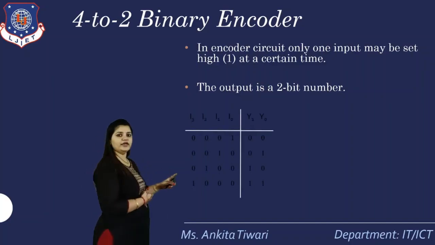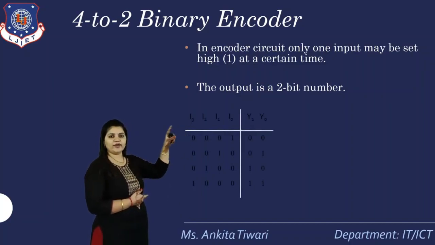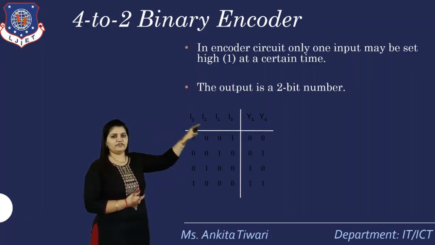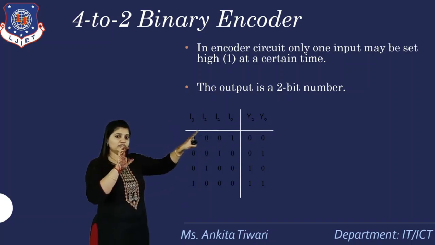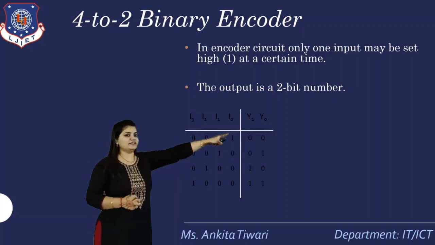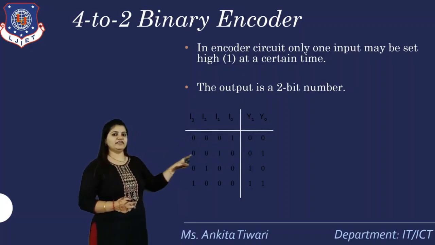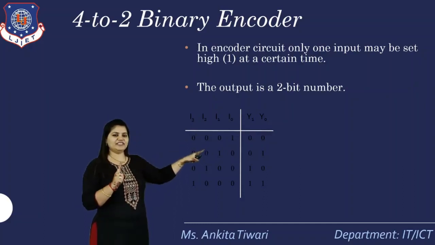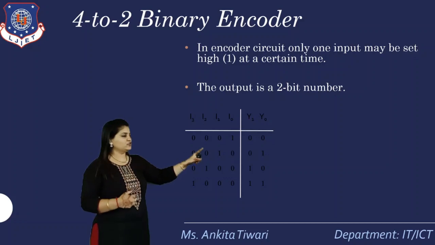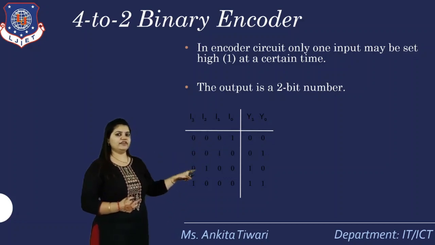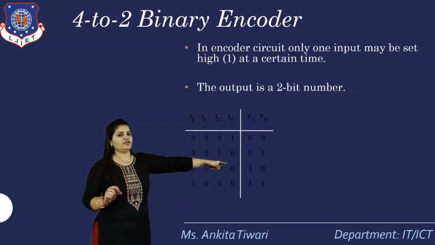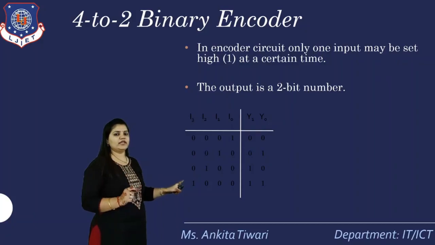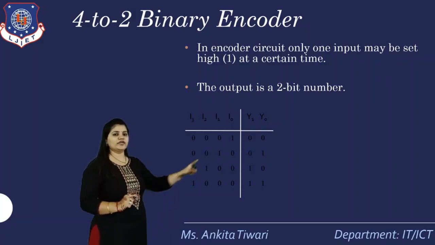The output is a 2-bit number. From the table, we have 4 inputs I0, I1, I2, I3 and 2 outputs, Y0 and Y1. Which one is active? If I0 is active, that means 0, which is represented in 2 bits as 0, 0, so we get Y0, Y1 as 0, 0. If I1 is active, 1 is represented as 0, 1. If I2, 2 is represented as 1, 0. And the last one, I3, means 3, which is 1, 1.